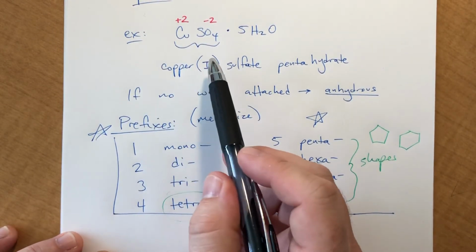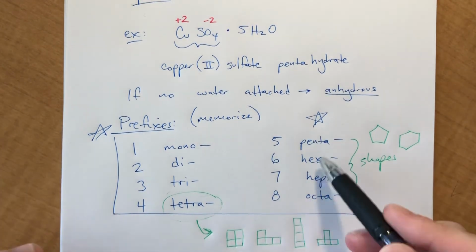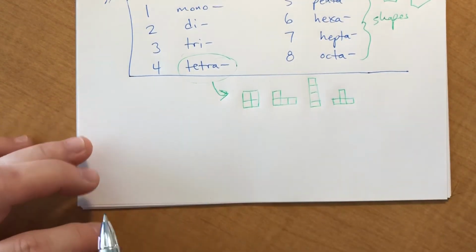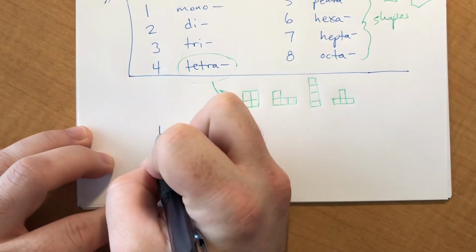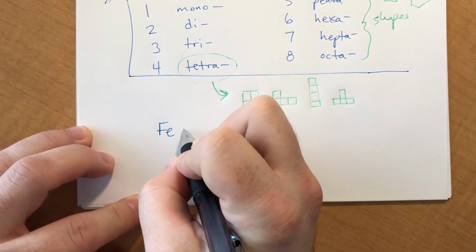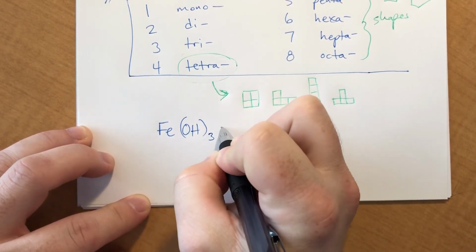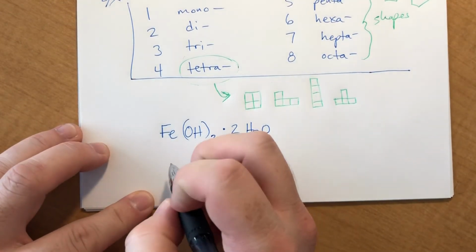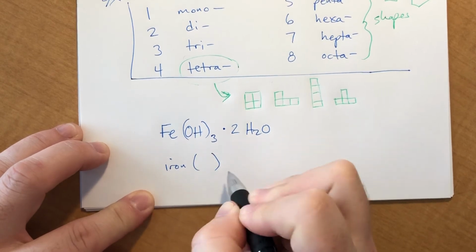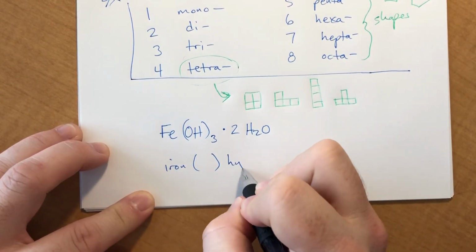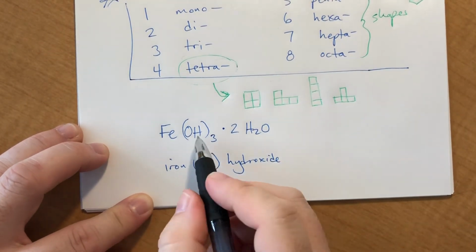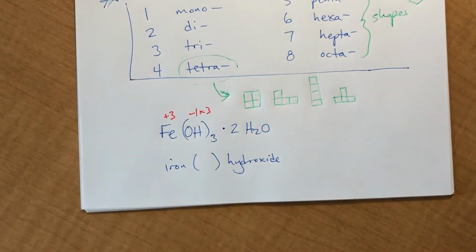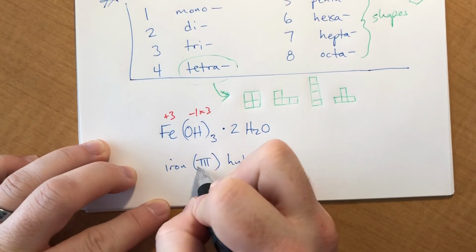We already know how to name salts. You just pick a prefix and add hydrate. So prefix and then hydrate. So if we had something like, I guess I'll just make up an example. Let's say we had FeOH3.2H2O. In terms of naming this would be iron hydroxide. We would need a Roman numeral because it is a transition metal. Okay, hydroxides have a -1 charge. There are 3 of those, so this would need to be +3 to cancel it out. So this would be iron 3 hydroxide.